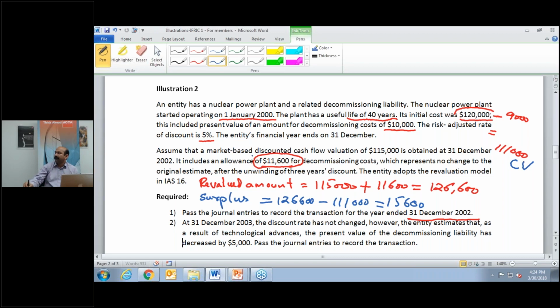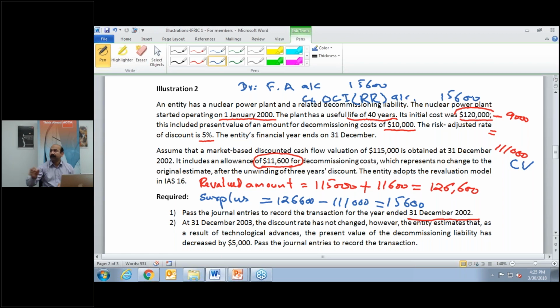And the double entry will be very simple because this is happening for the first time, and this is a surplus. So as we discussed yesterday, and you know it, this fixed asset will be debited with this amount 15,600, and other comprehensive income will be credited, and this will go to the revaluation reserve account, 15,600.